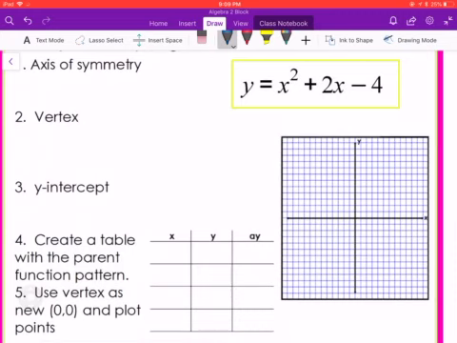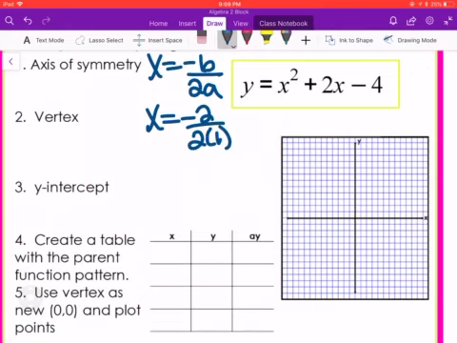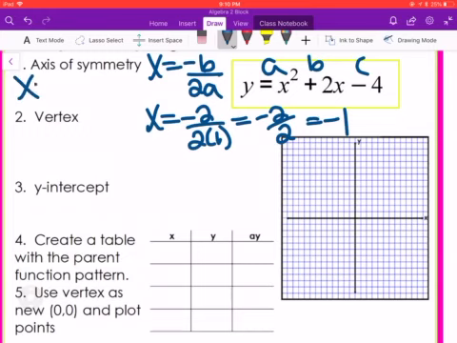Okay, so the first thing you'll need to do to graph this parabola in standard form is find the axis of symmetry. Again, we use the equation x equals negative b over 2a. For this particular example, that will be x equals negative 2 over 2 times 1. So we have a, b, c. That's negative 2 divided by 2, which is negative 1. So my axis of symmetry is the vertical line x equals negative 1. I'm going to throw that on here the best I can. x equals negative 1.